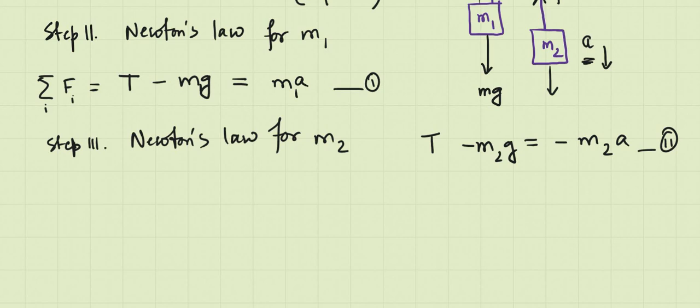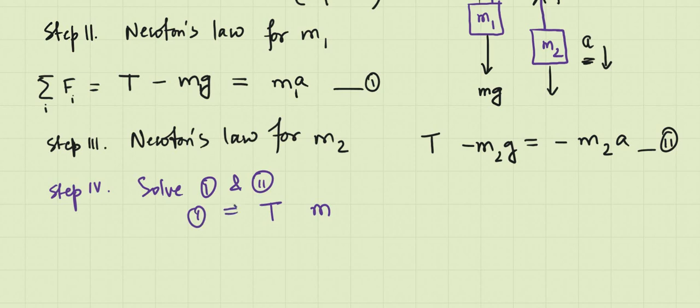Now how do I find the acceleration? Well, that's our step 4. Solve 1 and 2. How do I solve them? Well, first, T from 1 would be equal to m1 times a plus g. Substitute that in 2. What do you find?